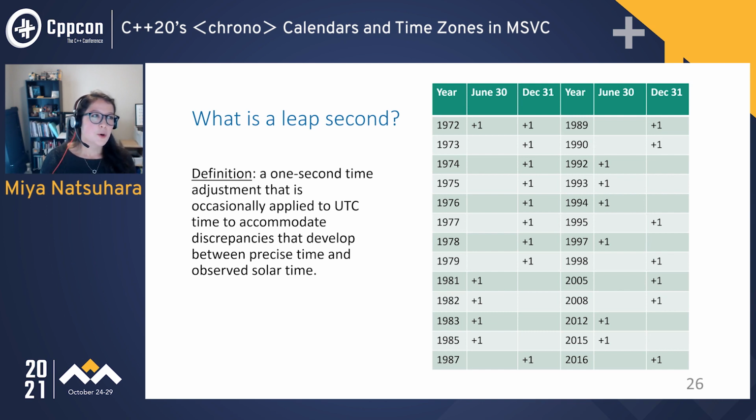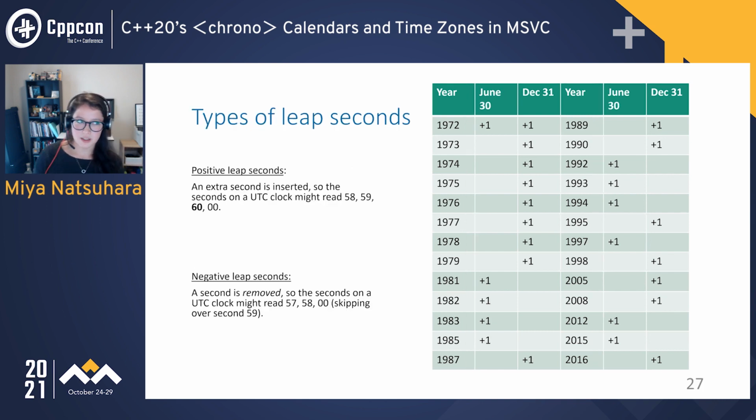Okay. So interestingly enough, there are two kinds of leap seconds. There's a positive leap second where you insert an extra second. So if you're looking at a clock, it might read 58, 59, 60, and then 0, whereas typically it would just roll over to 0 right away after 59. And there are also negative leap seconds, where a second is removed. So if you're looking at a UTC clock again, it would go 57, 58, and then directly to 0. So just like that 59th second doesn't exist anymore.